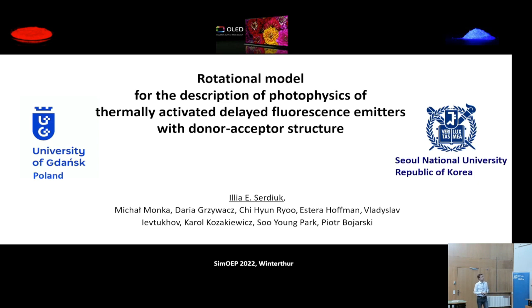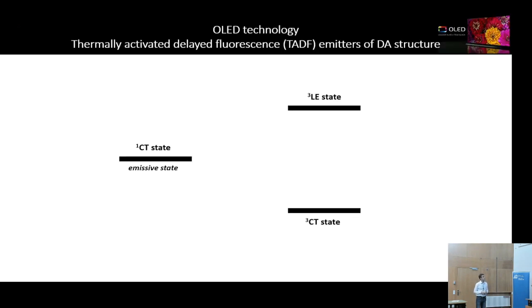But today I would like to tell you something about more examples on the rotational model, which describes the photophysics of emitters which deviate from our classic understanding, the classic photophysical understanding of the TADF. Basically, all these emitters have donor-acceptor structure. Just to recall what the phenomena we are dealing with.